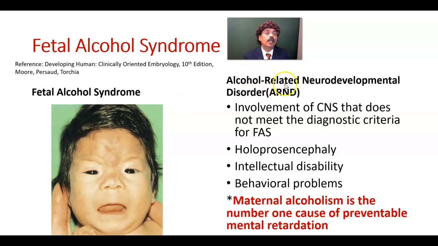So we have another term, alcohol-related neurodevelopmental disorder, ARND, involvement of CNS, that is brain and spinal cord, that does not meet the diagnostic criteria of fetal alcohol syndrome. Like here, we'll get holoprosencephaly, intellectual disability, behavioral problem. You must remember that maternal alcoholism is the number one cause of preventable mental retardation.